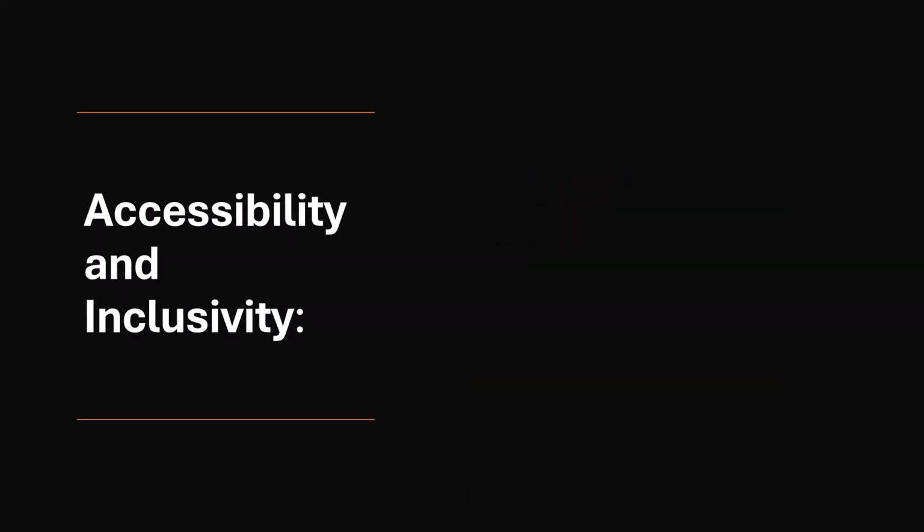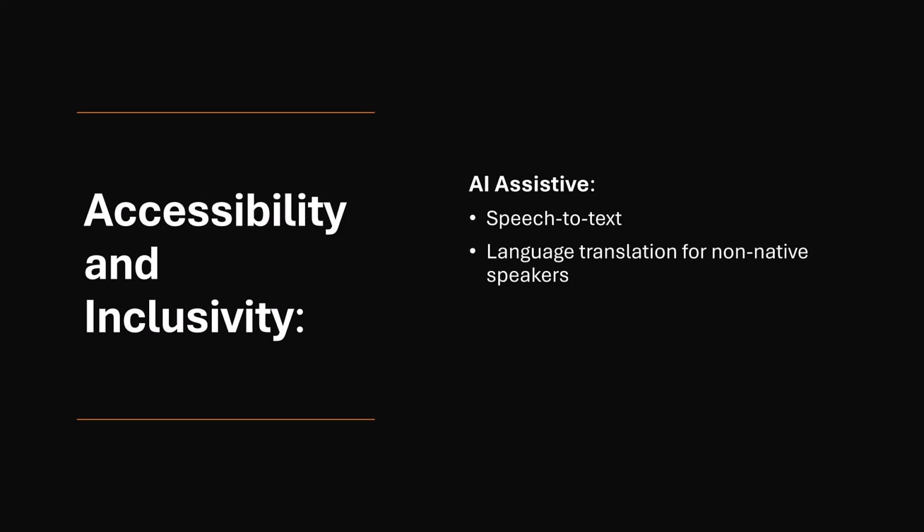It's also going to bring a huge amount of accessibility and inclusivity for our students: AI assistive speech-to-text, language translation for non-native speakers, and making the information relatable. I mentioned this earlier. For a subject that might be really hard to teach, or where your students' eyes glaze over, you can say, make this relatable to, and then specify something you know your students will hook into. I've gotten some really great examples in previous work that I've done with this.